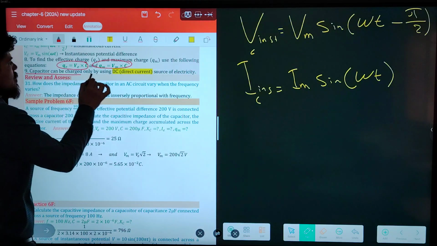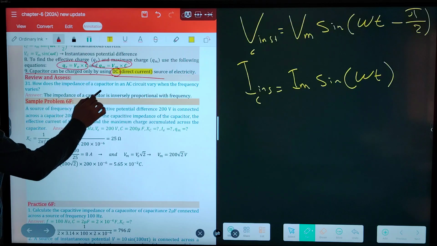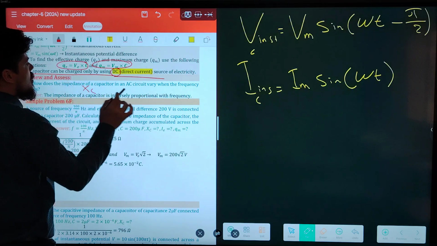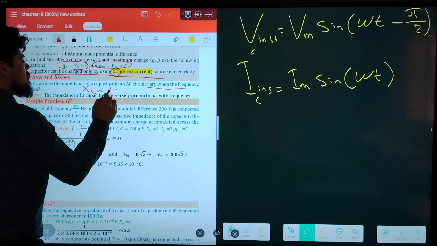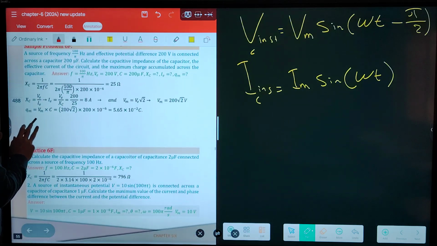A capacitor can be charged only by what? DC source. How does the impedance of the capacitor, XC, measured in ohm, vary with the frequency? Inversely proportional. It depends on frequency and it's inversely proportional.